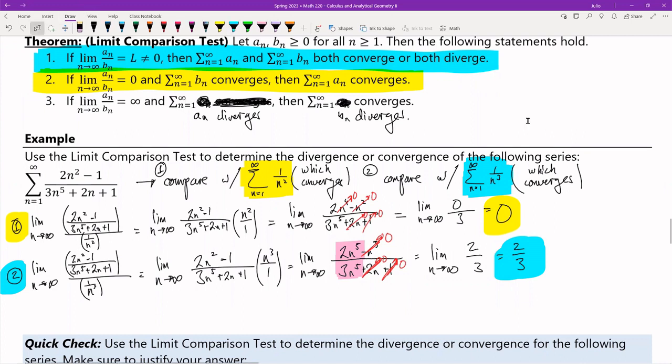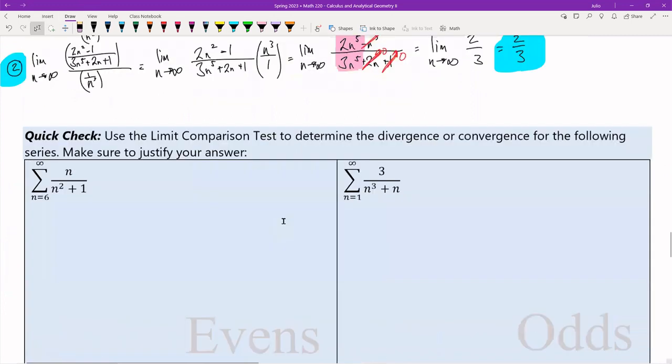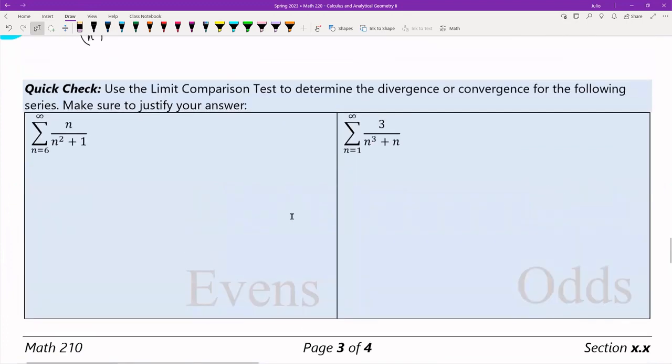So what comes up next is a couple quick checks. I want you guys to try these out, okay? Look at the series and determine what other series you want to compare it to. And then do the limit comparison test, find out the limit, and then from there determine which one you want to use. Is it convergent, divergent? All right.